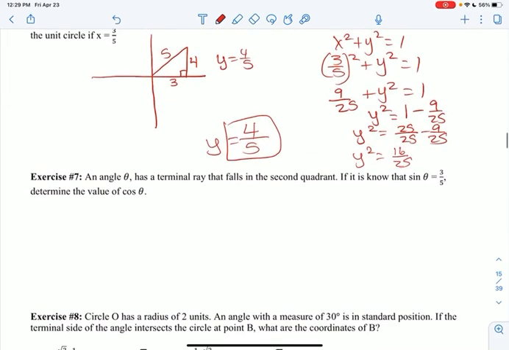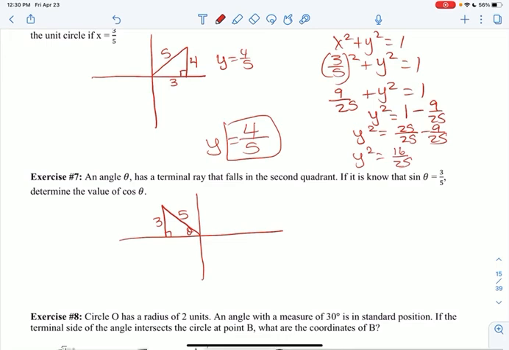An angle theta has a terminal ray that falls in the second quadrant. All right, so the terminal ray falls over here. So I'm going to draw my right triangle over here. And there's my angle theta. It has a terminal ray that falls in the second quadrant. If it is known that the sine of theta equals 3/5, well, sine is opposite over hypotenuse, so I can put my 3 there and my 5 there. Determine the value of cosine of theta.